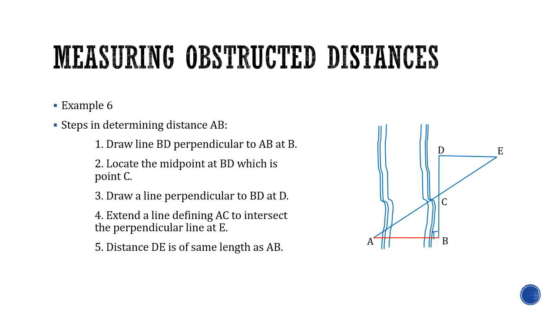Okay, so ito, perpendicular line, so ayun yun, yung BD. Itong line na ito. Yung line that is perpendicular from AB. Ngayon, ang gagawin mo, you will get the midpoint ng BD. Okay, yun yung point C. Ngayon, ang gagawin mo, you will project a line that is perpendicular to BD in this point. Okay, para makuha mo yung DE.